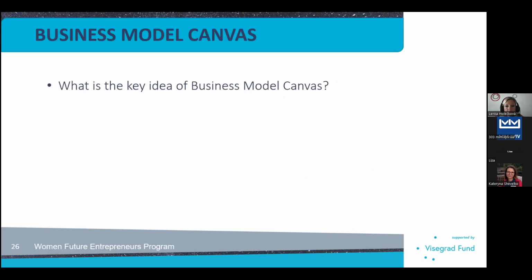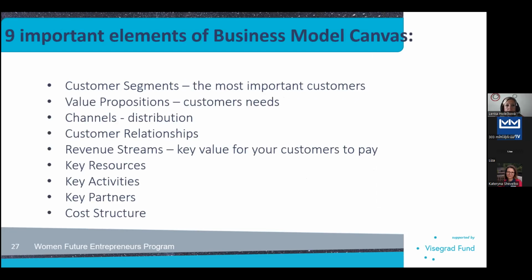And a business model canvas should shortly explain our customer segments. So we should think about our most important customers and about customer needs. It's in the field value proposition. We can also think about the distribution of our products or services to the customers, about relationships with customers that are crucial for the future of our business, revenue streams, and also cost structure. It's a part of financial planning, financial budgeting. Key resources, if we have enough resources to start our business properly, our key activities and key partners. So, 9 important elements of the business model canvas.